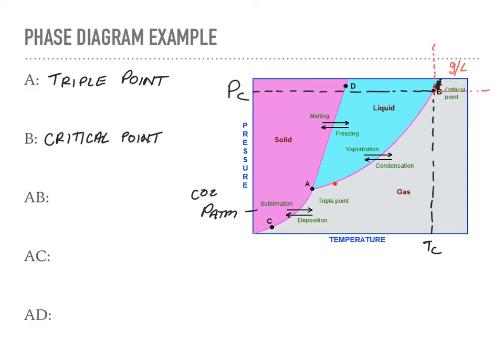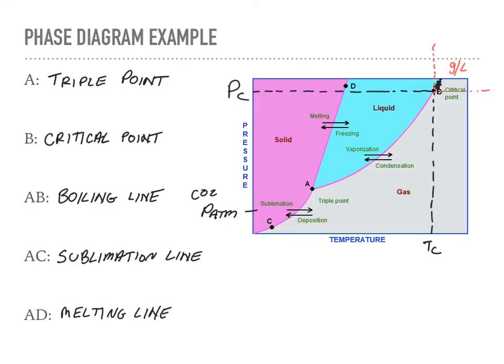Can you figure out what line or curve AB represents? If you had to call this something, what would you call it? Well, look, it's the boundary between liquid and gas. When a liquid changes into a gas, we get vaporization or boiling. We could call this the boiling line. Likewise, we could call AC the sublimation curve or sublimation line, and then the line from A to D, what would we call that? The melting or the freezing line.